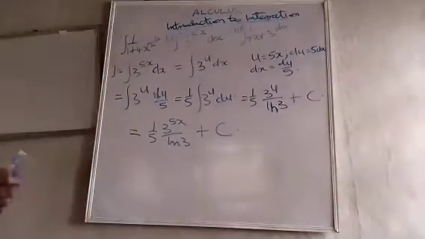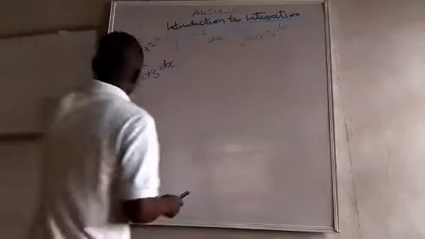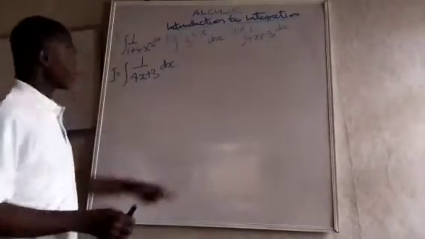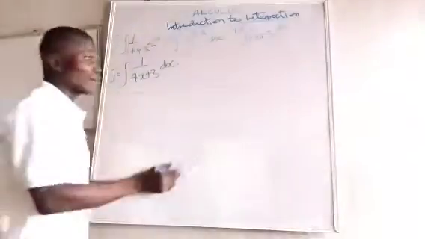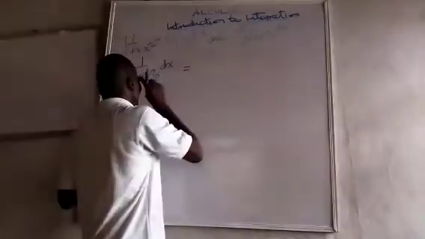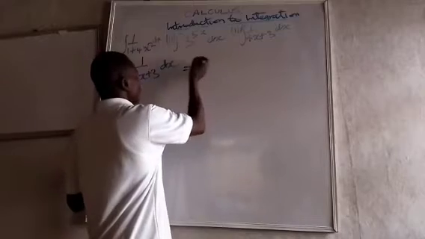Now let's look at the third one. We have 1 over 4x plus 3 dx. And this is a linear expression. Let's see how we can work it further. It's going to give us something like, okay, let's make it like this.